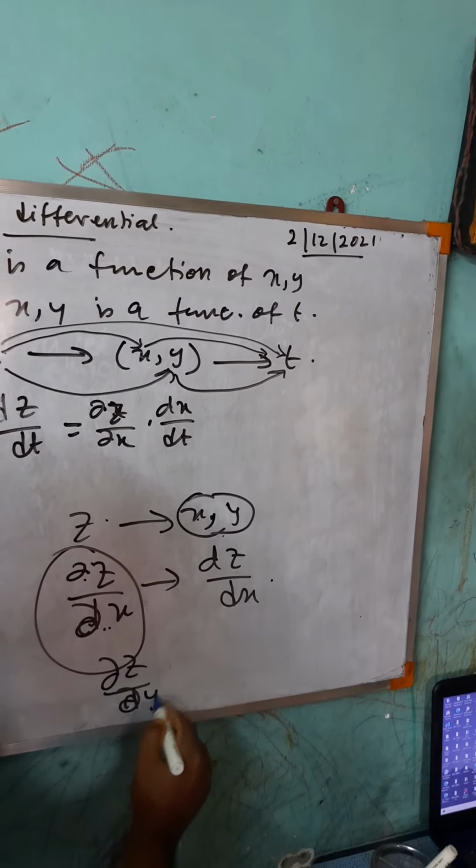If there are 2 or 3 independent variables, suppose z is a function of x, y, z, then we can say del z del x when y and z are constant, and del z del y when x and z are constant. Understand or not? Tell me. Hello? Yes, sir. Okay.